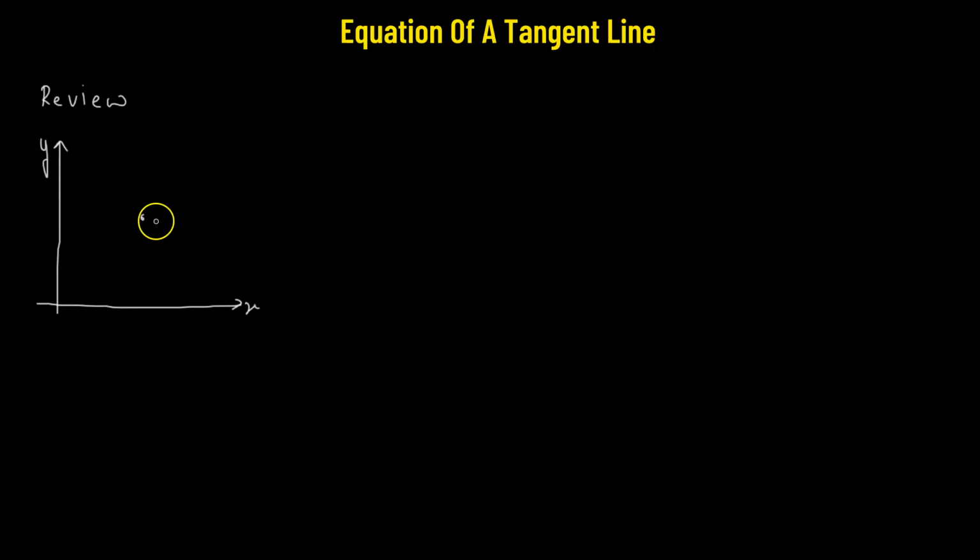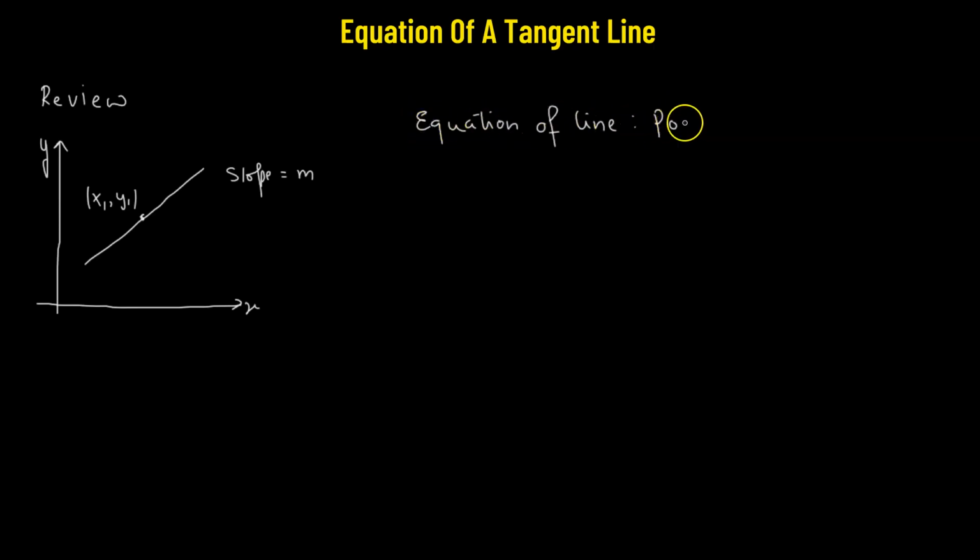And let's suppose we have a point lying on the xy plane with the coordinates x1 and y1. And we have a line that passes through this point, and let's say it has a slope of m. Then the equation of this line, given by the point slope form, will be y minus y1 equals the slope m times x minus x1.